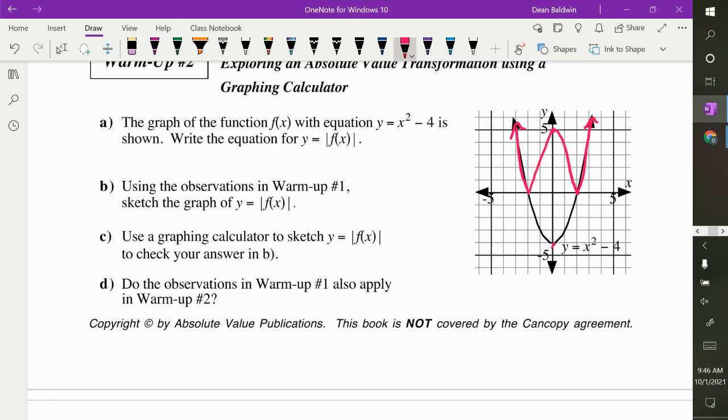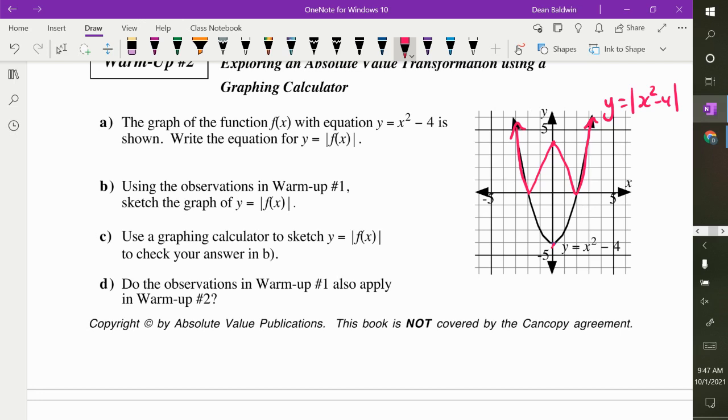Oh, I drew it at 5. Sorry. There we go. Boom. There you go. There's your graph. All an absolute value graph does is flip the graph. Anything that's below the x-axis just flips up. If you're already above it, you stay there. So this is the graph of y is equal to the absolute value of x squared minus 4. That's all an absolute value transformation does.